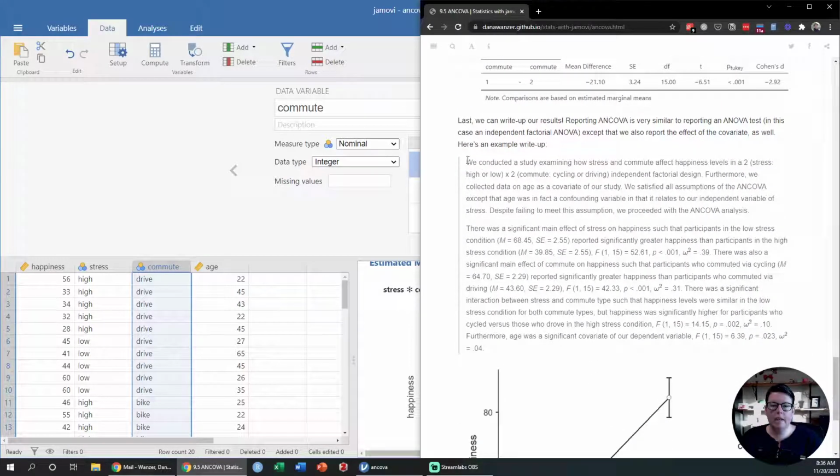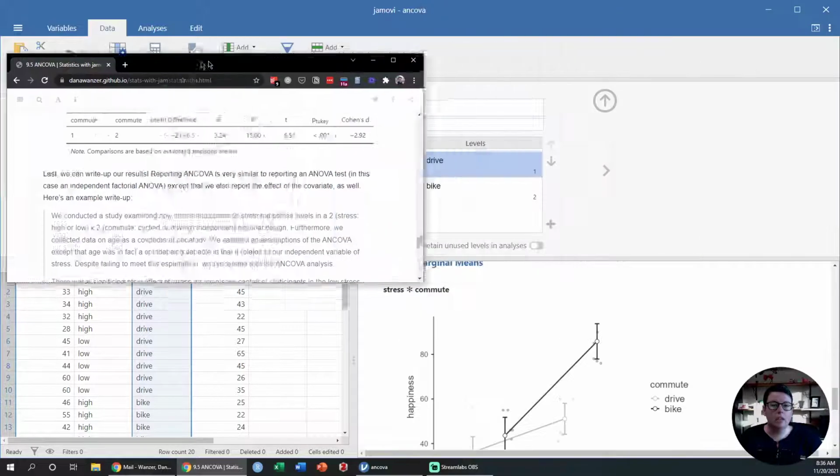We conducted a study examining how stress and commute affect happiness levels in a 2x2 independent factorial design. Furthermore, we collected data on age as a covariate of our study. We satisfied all assumptions of ANCOVA, except that age was in fact a confounding variable in that it relates to our independent variable of stress. Despite failing to meet this assumption, we proceeded with the ANCOVA analysis. Note, I've tested it, I'm transparent about it, but I explain why we're continuing on. Probably should explain why, because this is a teaching example. But I'm being very transparent in everything.